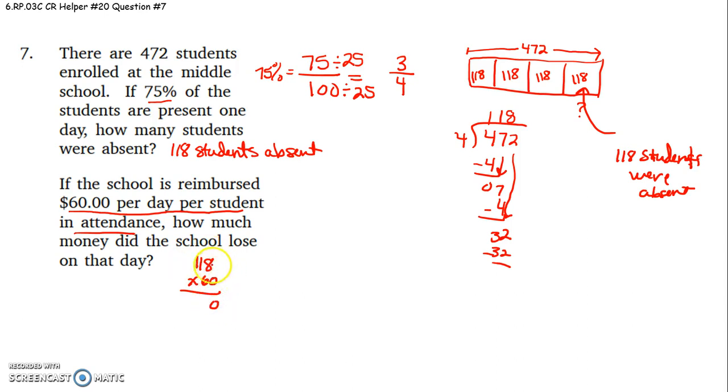So that would be a 0. 6 times 2 is 48. Put down an 8, carry a 4. 6 times 1 is 6, and 4 more is 10. Put down a 4, carry a 2. 6 times 1 is 6, and 2 more is 8. So they've lost out on $8,480 for the day, as long as I multiplied correctly.